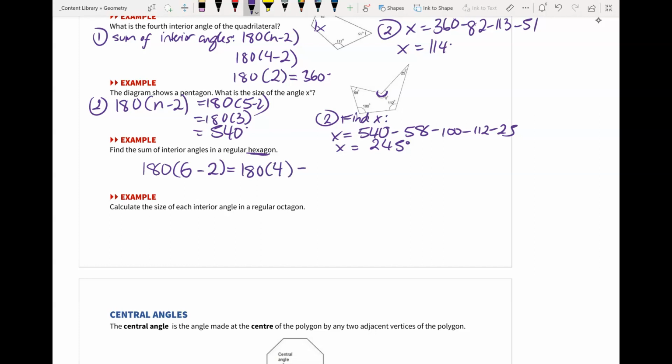6 minus 2 is 4, and then 180 times 4 is 720. So the sum of the interior angles of a hexagon is 720 degrees.